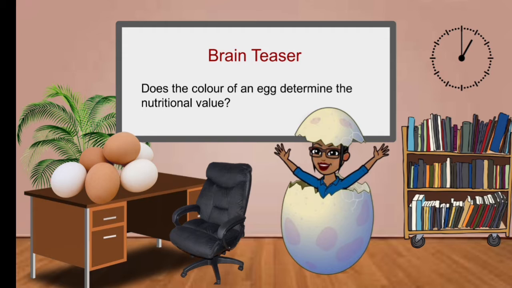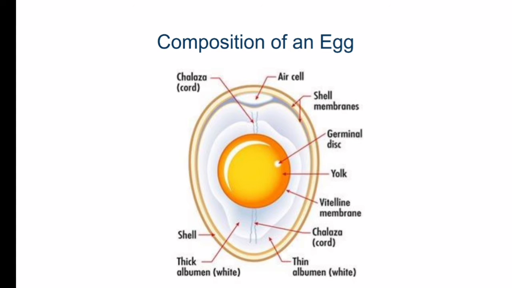Alright, so let's get into the lesson. First thing we need to focus on is the composition or the makeup of a chicken egg. The diagram being displayed on the screen clearly outlines the different parts of an egg. So you have the chalaza, the air cell, shell membrane, germinal disc, egg yolk, vitelline membrane, thin and thick albumin, and the shell.